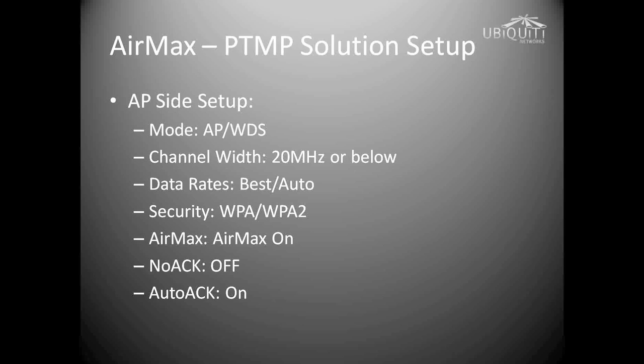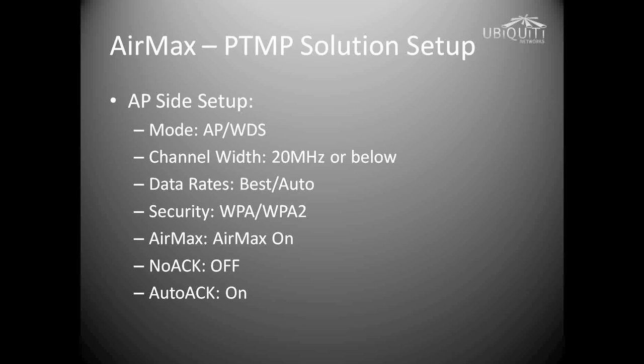So the first solution that we have here is our point-to-multipoint setup. And what I'm going to go through right now is the AP setup. It's very simple. 95% of the time, I would set my links up in AP WDS mode at the AP. And I'll get into why I would do that in just a second. But for most point-to-multipoint APs, I'd set them up with a 20 megahertz or lower channel. This helps avoid interference. When you go to that 40 megahertz wide channel, especially with a wide-angle antenna, you present a lot of interference problems to yourself. So I'd say 20 megahertz or below.